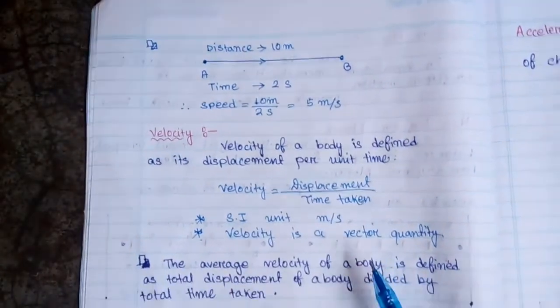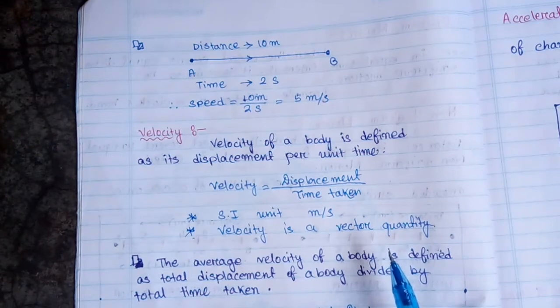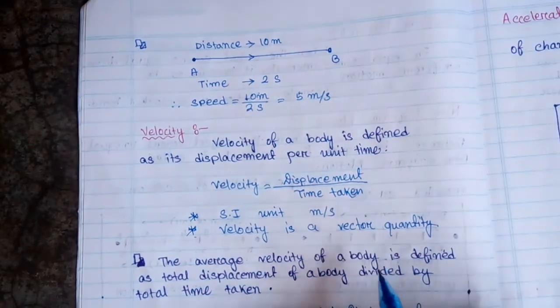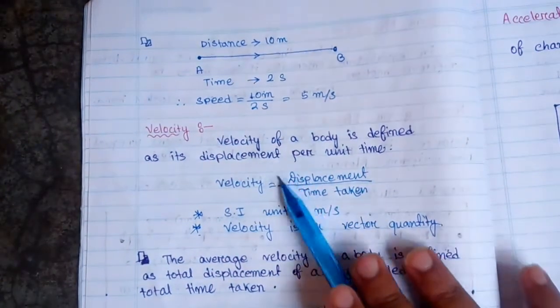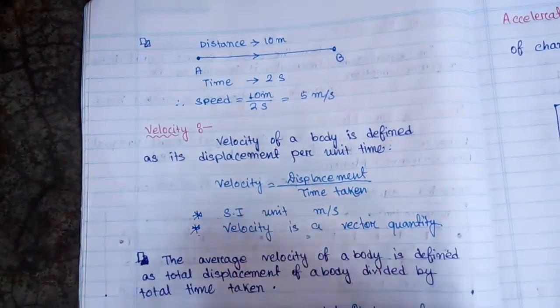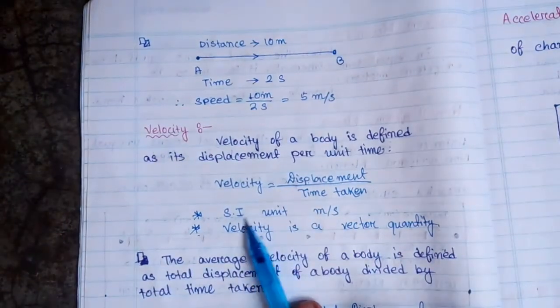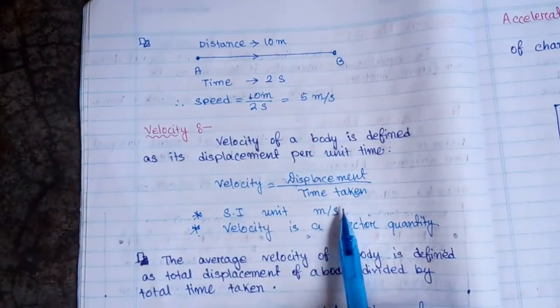Now what is velocity? Velocity of a body is defined as the displacement per unit time. Displacement is a vector quantity, and velocity is also a vector quantity. So velocity will be displacement by time, and the unit is the same as speed, that is meter per second.